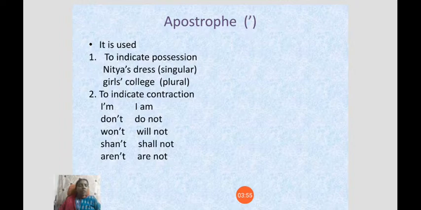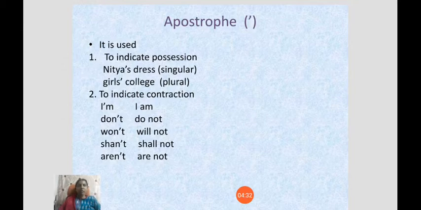Generally if the words end in S sound, we won't use apostrophe S again. It is just apostrophe. Now come to the next one. It is girls' college. The college belongs to many girls. Okay, plural. It is many girls. And the college does not belong to a single girl.